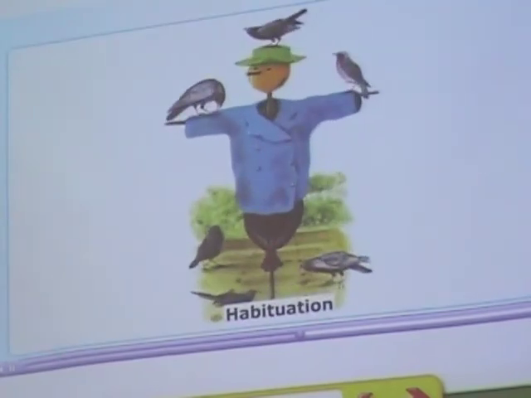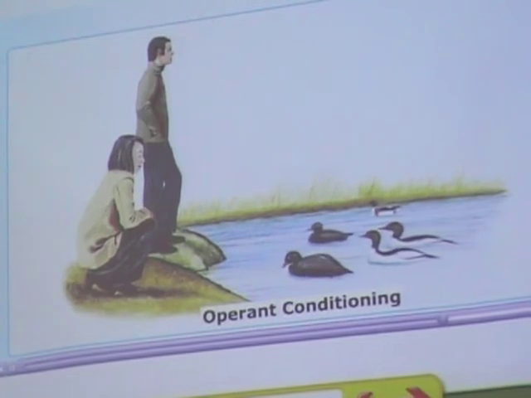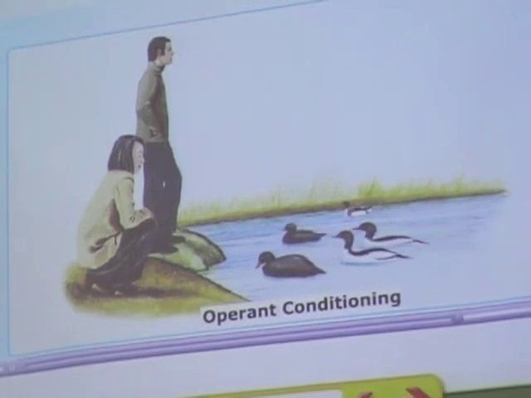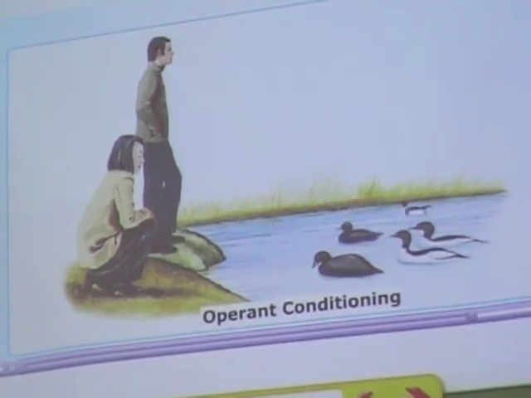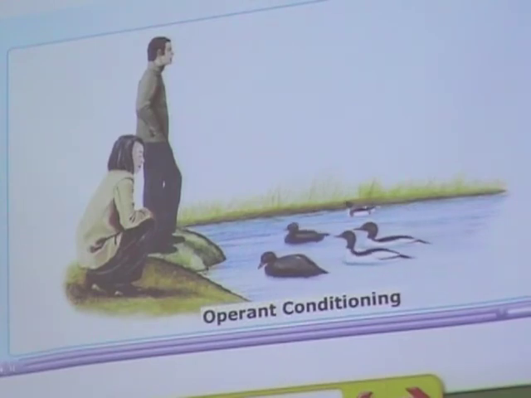Habituation is a decrease in an animal's response after repeatedly being exposed to a stimulus. These birds have become habituated to the scarecrow. Although they might have avoided it when it was first placed in the field, they learned that there were no positive or negative effects associated with it. In operant conditioning, an animal learns to associate its response to a stimulus with a reward or a punishment. These ducks have learned to associate the presence of humans near the edge of the pond with the reward of food.